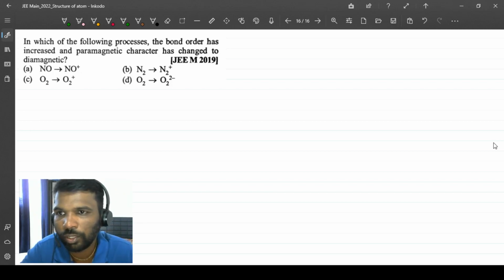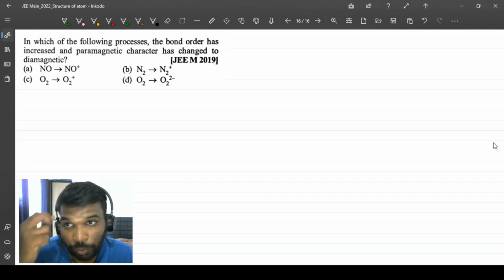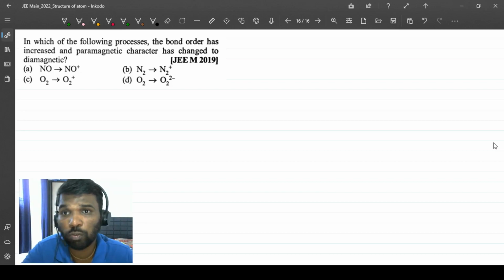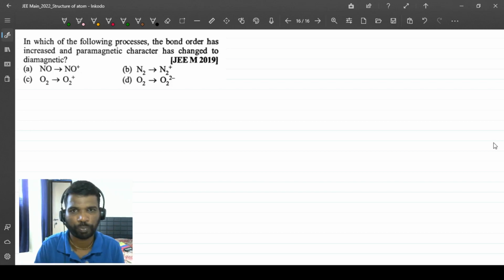Let's read the question. This question was asked in JEE Main 2019. In which of the following processes has the bond order increased and the paramagnetic character changed to diamagnetic character? See, this question is based on molecular orbital theory. I'll give you a simple example.